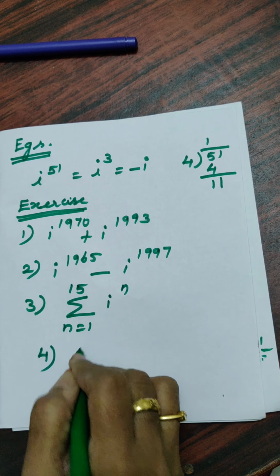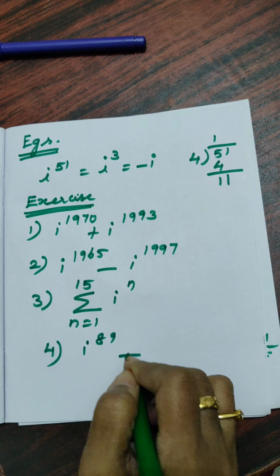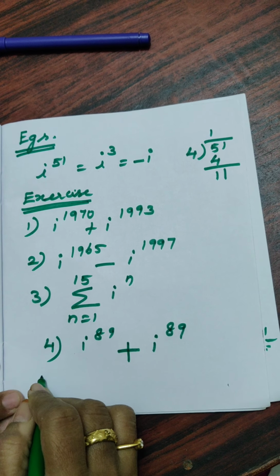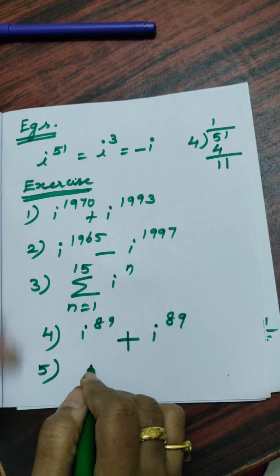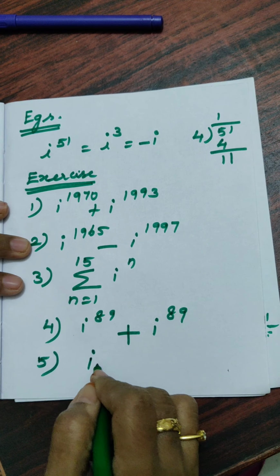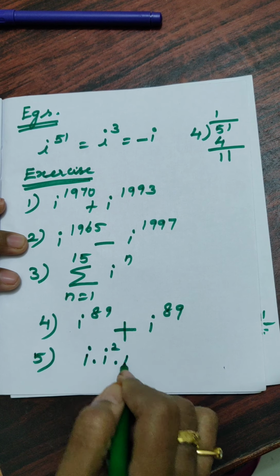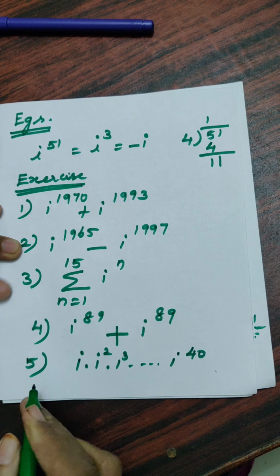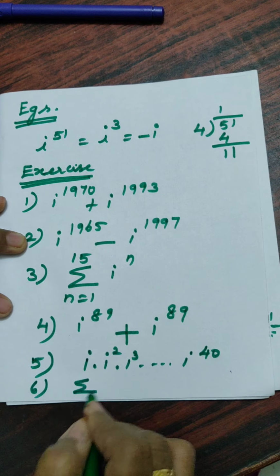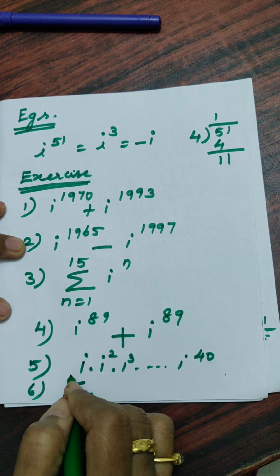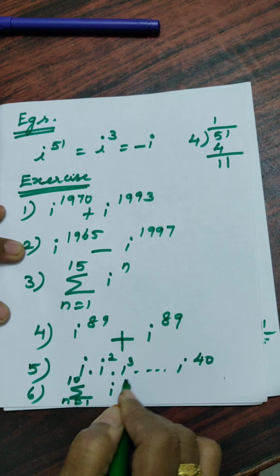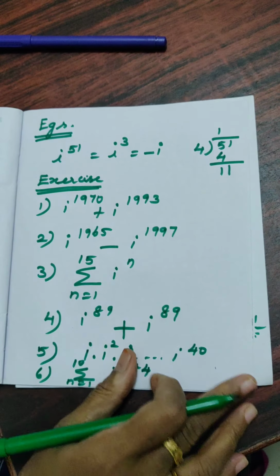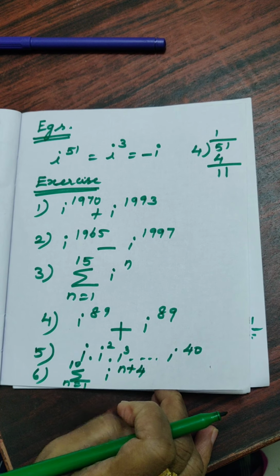Fourth one, i power 89 plus i power 89. Fifth one, i into i square into i cube, and so on, up to i power 40. Then the last question, summation of n equal to 1 to 10 i power n plus 4. Is it clear to all of you? So please do these sums. You will get the answers in the next class.